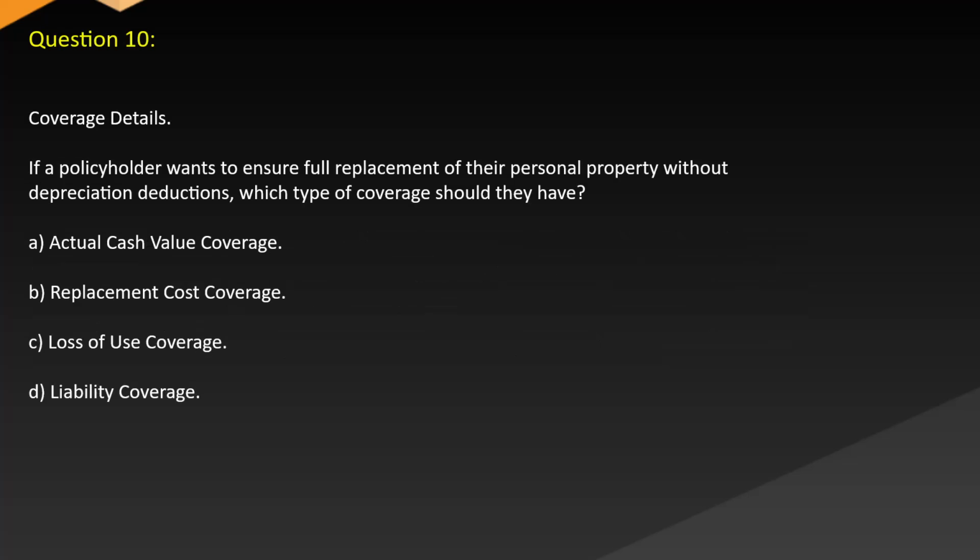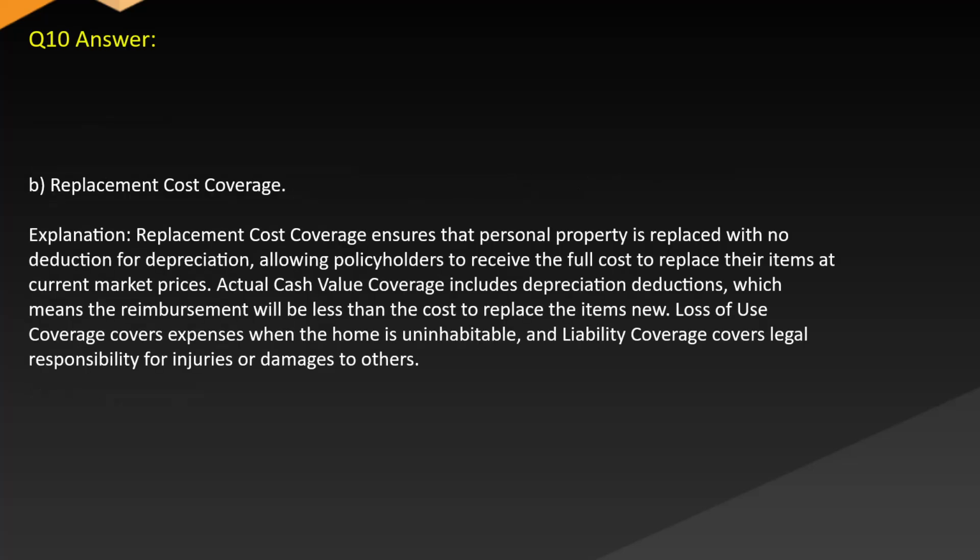Question 10. Coverage details. If a policyholder wants to ensure full replacement of their personal property without depreciation deductions, which type of coverage should they have? A. Actual cash value coverage. B. Replacement cost coverage. C. Loss of use coverage. D. Liability coverage. Answer: B. Replacement cost coverage.